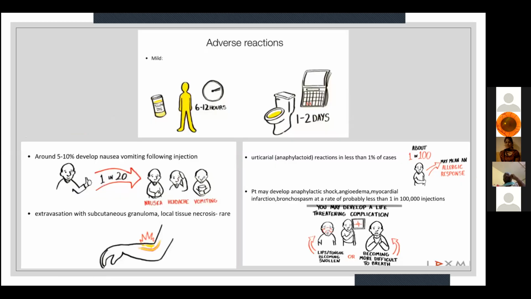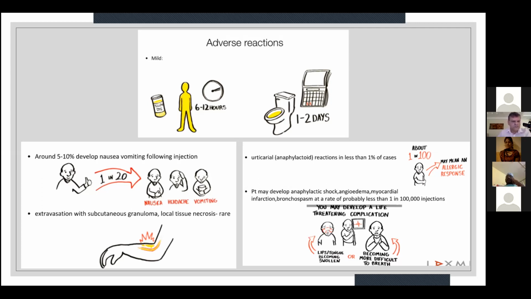Adverse reactions which we see usually are discoloration of skin and urine discoloration noted for 1 to 2 days. Make sure you always tell the patient prior to the start of the procedure about these adverse reactions. 5 to 10% can develop nausea and vomiting following injection. In order to avoid this, you can always give a slow injection. Extravasation with subcutaneous granuloma can also occur.